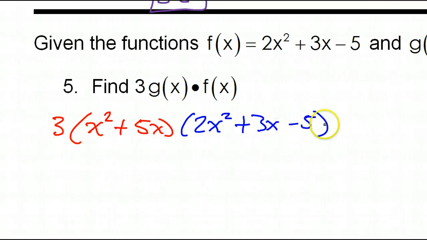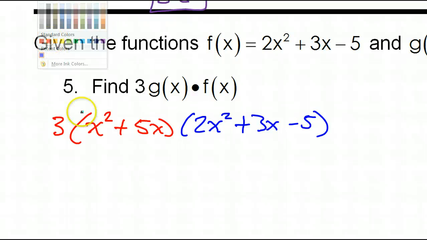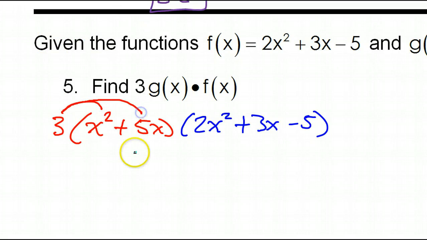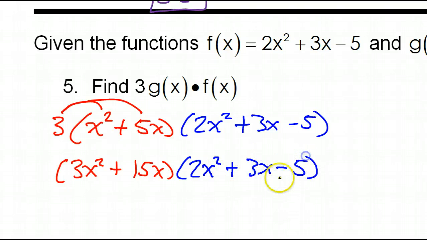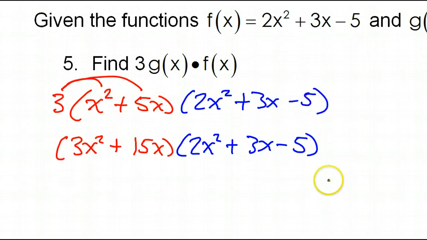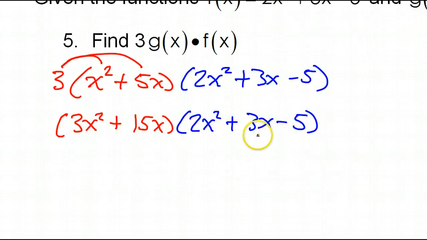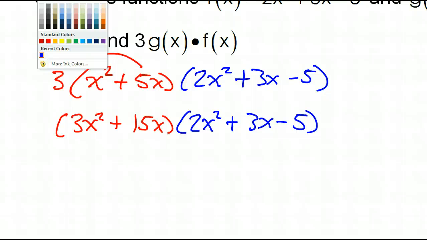Alright, so we really have 3 things that we need to multiply together. I would go ahead and do the distributive property here first real quick. So that's going to give us 3x squared plus 15x. Alright, and just bring down function f unchanged. 2x squared plus 3x minus 5. Okay, to do this multiplication, a polynomial times a polynomial, in this case a binomial times a trinomial, it's just a matter of doing the distributive property a number of times.